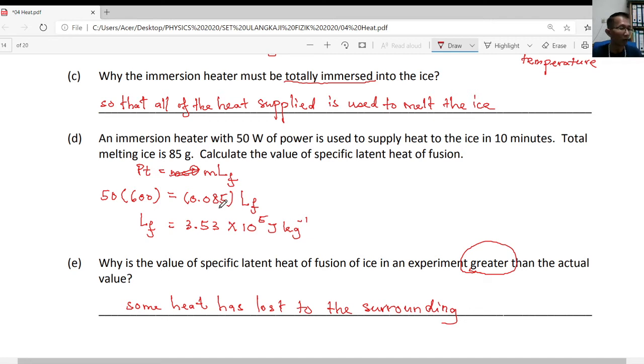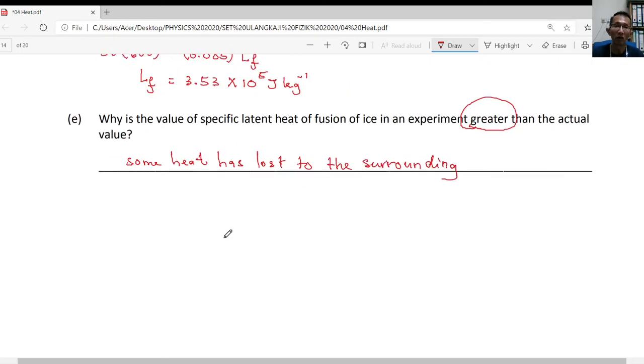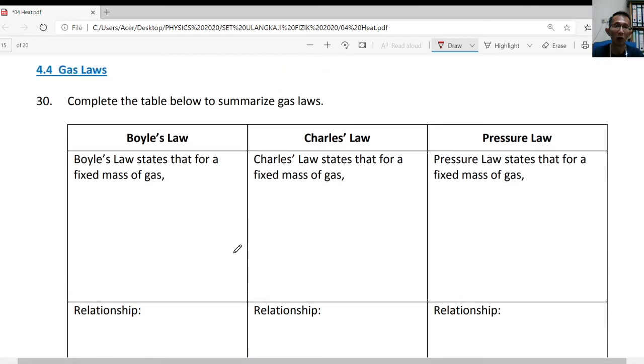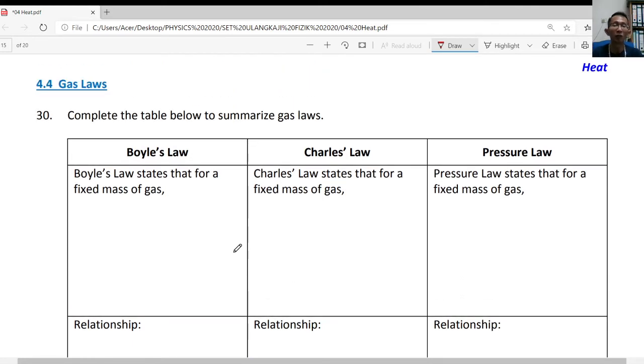So that's all about specific latent heat of fusion and vaporization. So next we move on to gas law. All right. So in Form 4, we have learned three gas laws, namely Boyle's law, Charles' law, and pressure law. And we can combine these three laws into one, the so-called universal gas law. Alright, so let's go one by one.